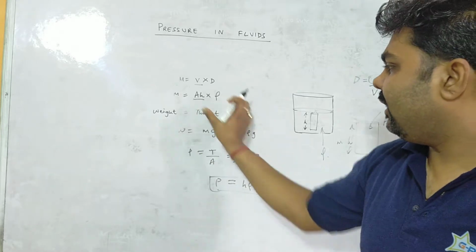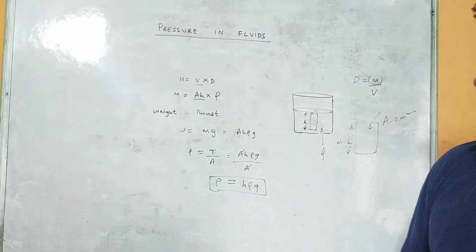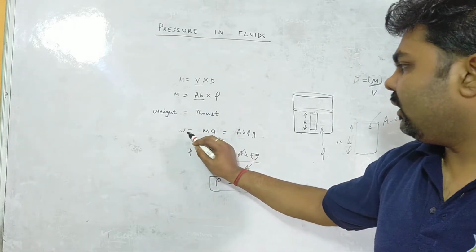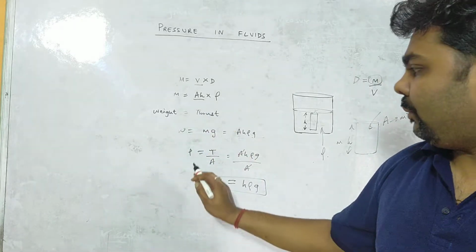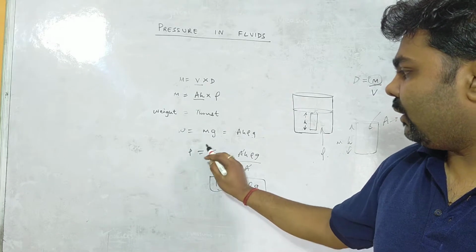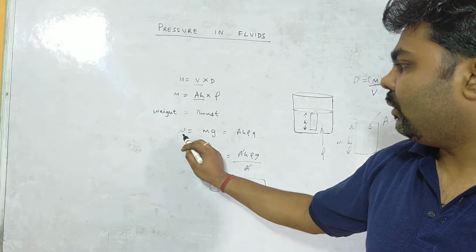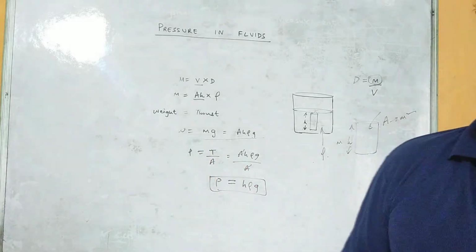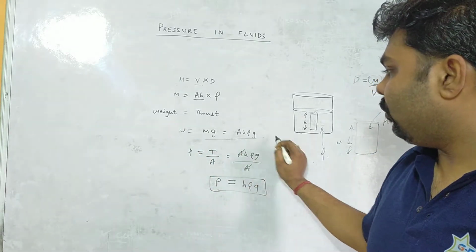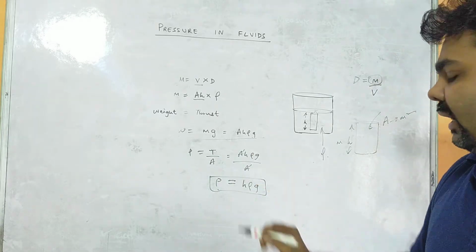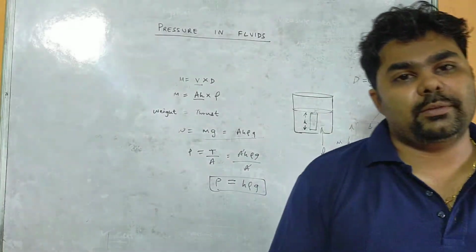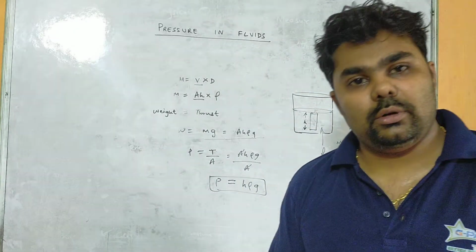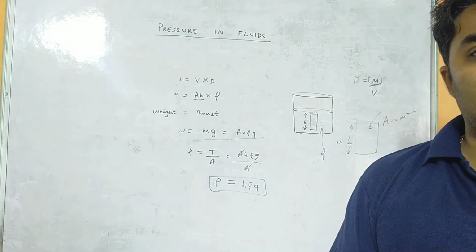M was AH rho and g means acceleration due to gravity. So total weight we got AH rho g, right? And weight means thrust. So pressure equals thrust by area. In place of thrust I have substituted the expression of weight, because thrust and weight both are the same. So in place of thrust we wrote AH rho g. Now A and A got cancelled. What we got? H rho g. That means pressure is directly proportional to height, to density, and to acceleration due to gravity.